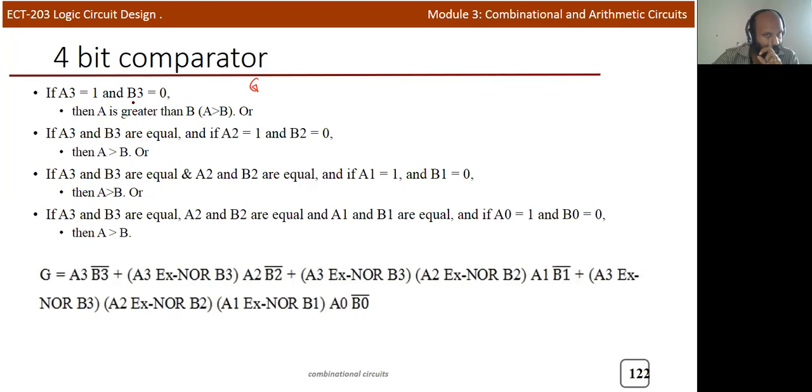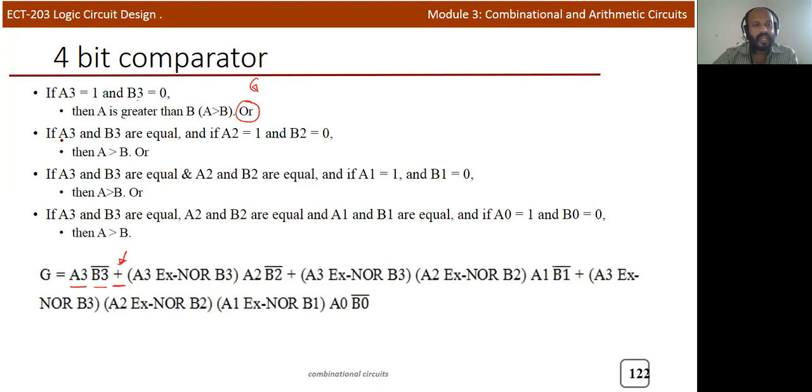If A3 equal to 1 and B3 equal to 0, so when A3 is equal to 1 you can write A3, and B3 equal to 0 means you can write B3 bar. Then you can say A is greater than B. So if this particular sequence is 1, the output G equals 1. Or, we can check the other combination. That's why an OR symbol is written here.